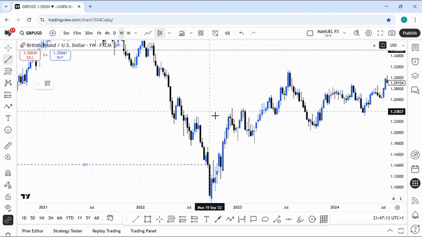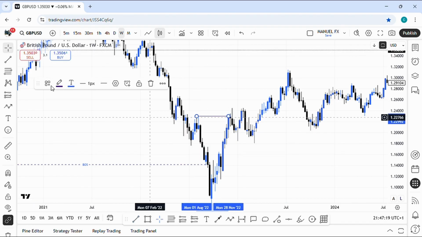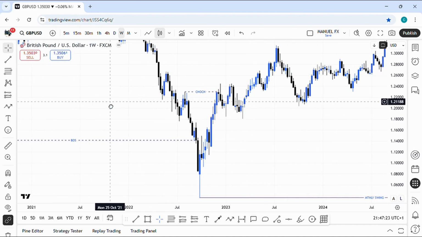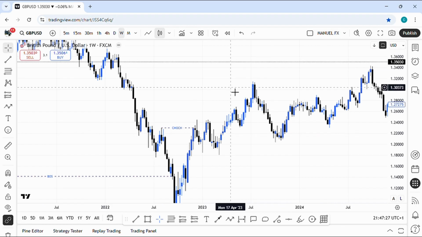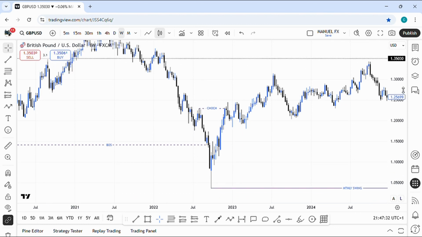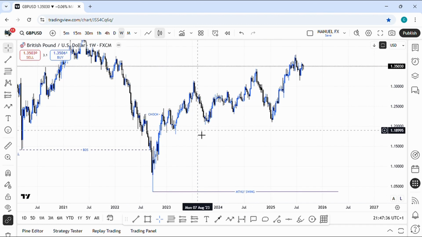I look at this and I'm like, thank you for telling me. And then you see, price took it out. This becomes our valid change of character. Now, since this is our valid change of character, we are now on the weekly time frame.